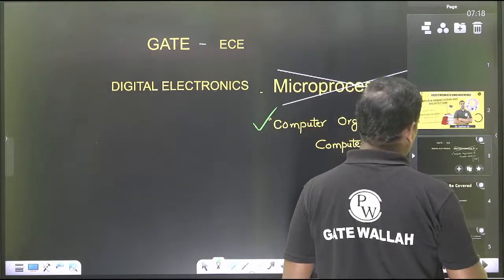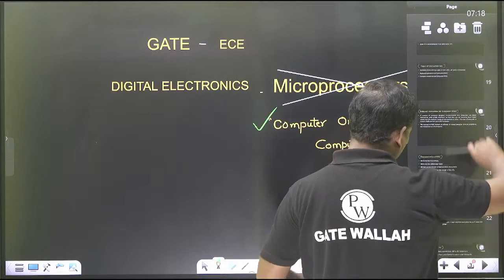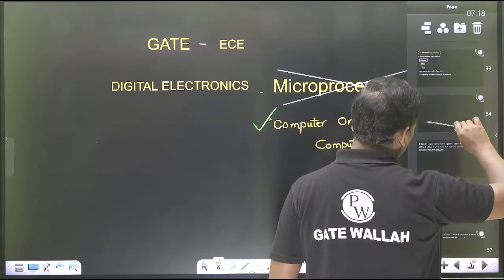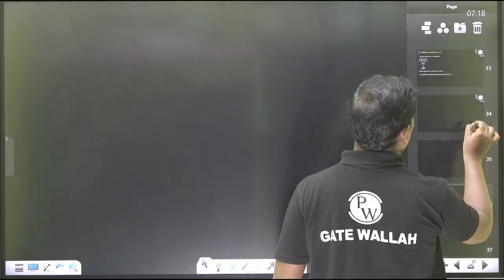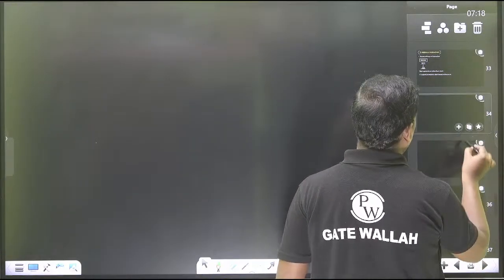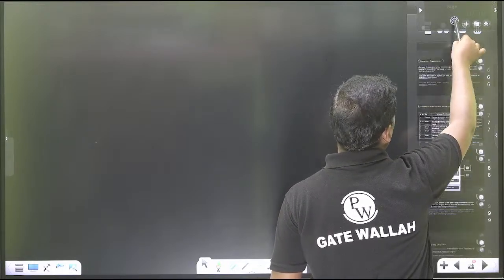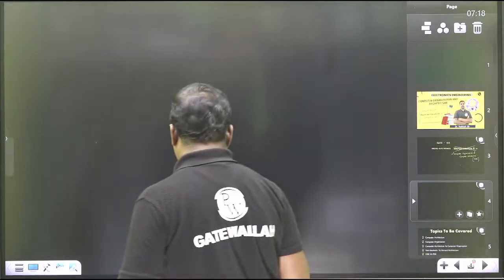So if you see the syllabus of COA, it's not much big syllabus. The COA syllabus is very small.